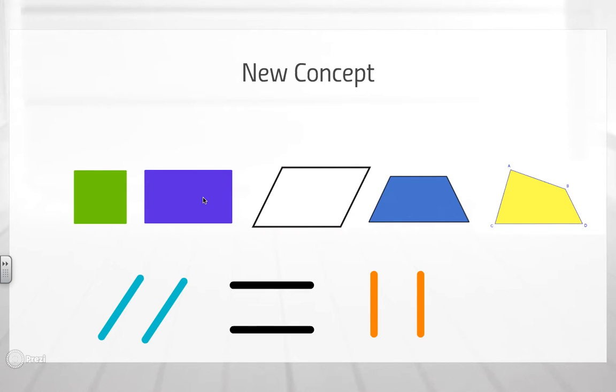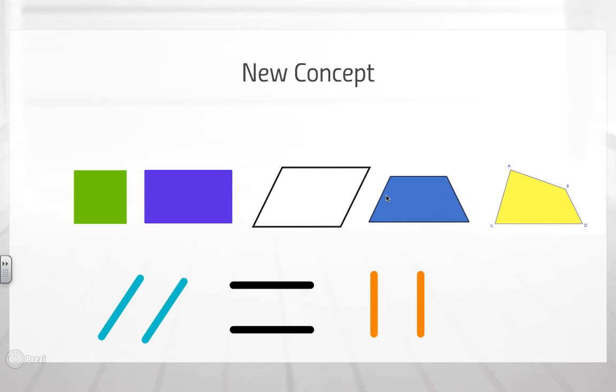Now, a parallelogram is basically a quadrilateral with two pairs of parallel sides. So this would be a parallelogram because this side is parallel to this side, and this side is parallel to that side. Same thing here. Even though these sides are curved, these two sides are parallel, and these two sides are parallel. This is not considered a parallelogram because these sides are not parallel.